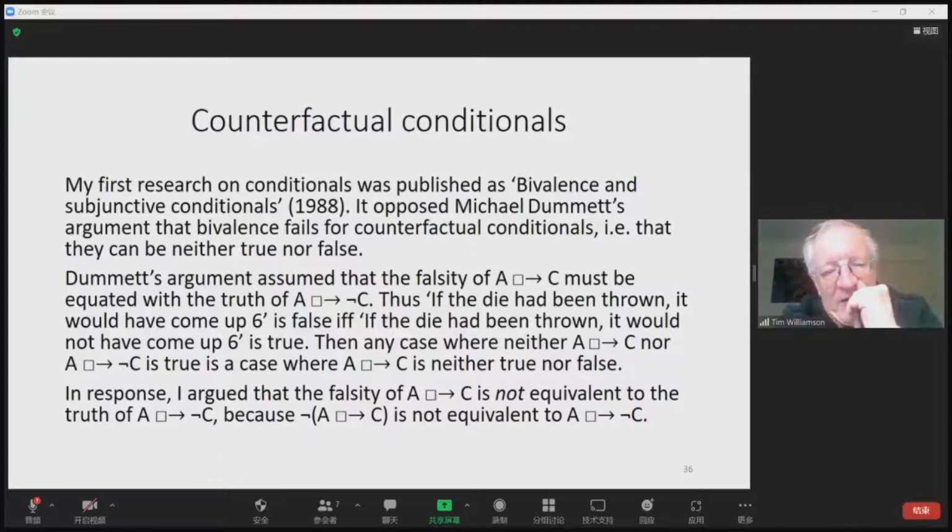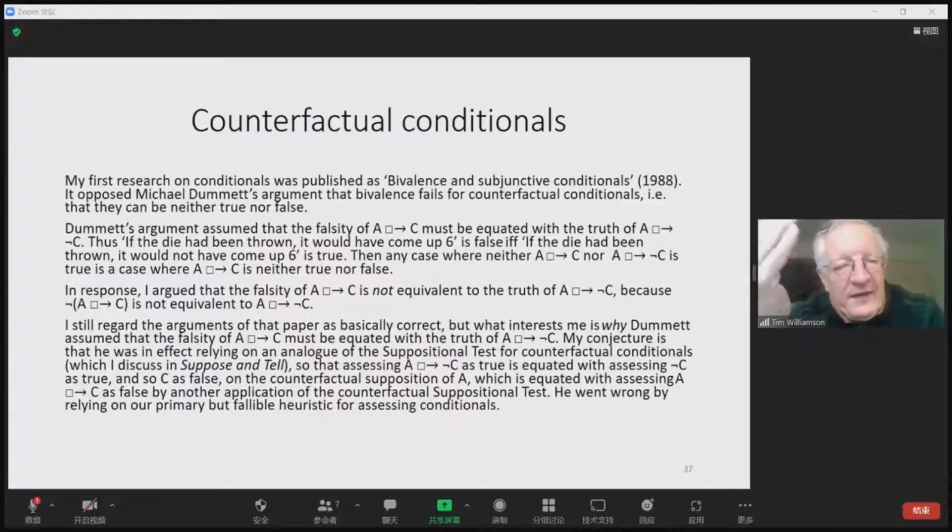Now, in response, I argue that the falsity of A counterfactually implies C is not equivalent to the truth of A counterfactually implies not C, because the negation of the counterfactual conditional is not equivalent to just negating its consequent. And I think that what I said there was basically right. I mean, certainly Dummett did not really give any argument for saying that the falsity of a counterfactual conditional had to be understood in that way.